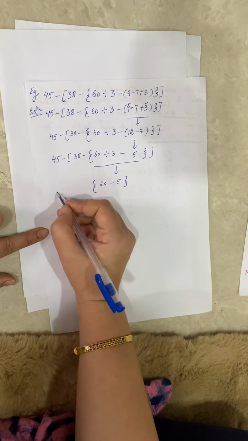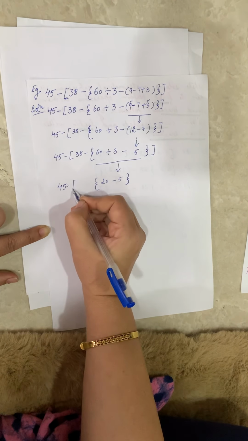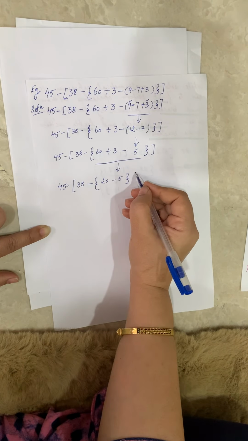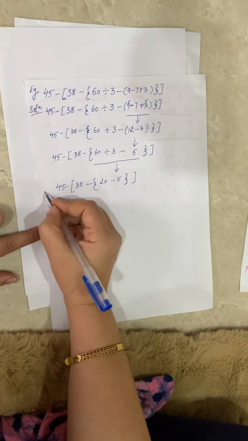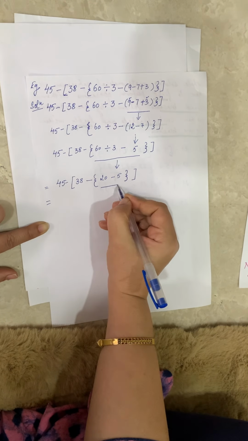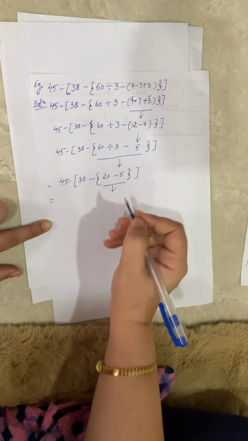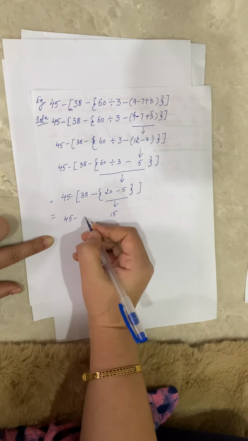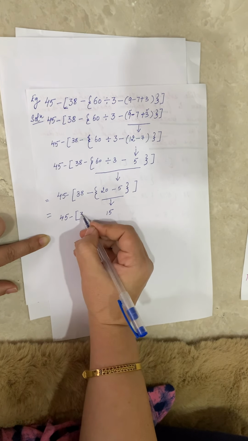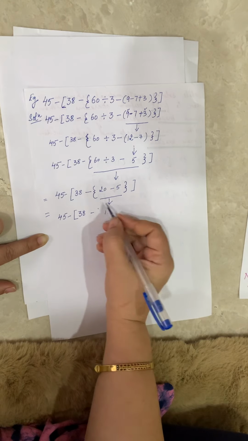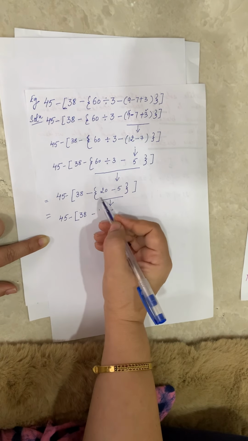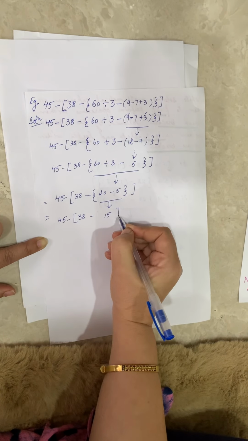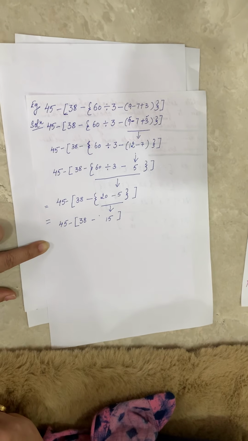Curly bracket, 45 minus square bracket starts 38 minus, and then we have to close with the square bracket also. Now this is equal to, we have to solve this curly bracket. 20 minus 5 is 15 and the rest of the things are the same. 45 minus 38 minus, now we have already solved the solution of this curly bracket, so we will not put the curly bracket here and we will close it with a square bracket.